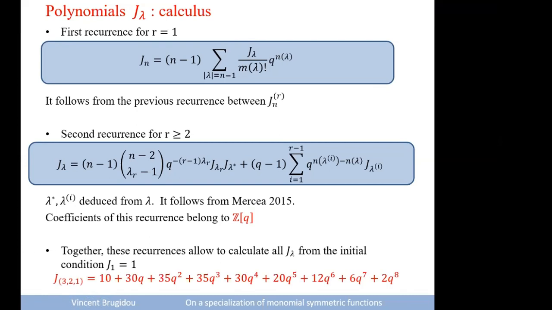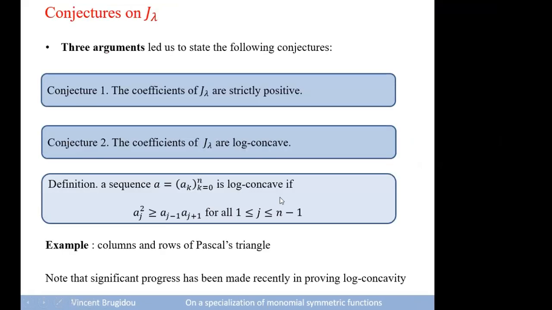For example, J321 is given here. Note that all of its coefficients are positive. We think it's no coincidence. Conjecture on J lambda. More generally, we conjecture that the coefficients of J lambda are strictly positive and log concave.